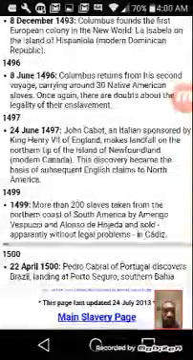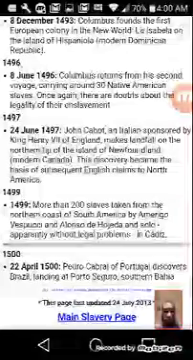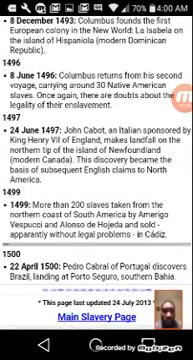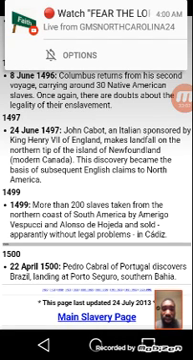So it says more than 200 slaves taken from the northern coast of South America by Amerigo Vespucci and Alonso de Hojeda and sold apparently without legal problems in Cadiz. On the 22nd of April, 1500, Pedro Cabral of Portugal discovers Brazil, landing at Porto Seguro, southern Bahia. Hey, they're good at saying they discovered something. How can you discover something when someone's already there? You know what I mean? You can't discover nothing when no one's already there.